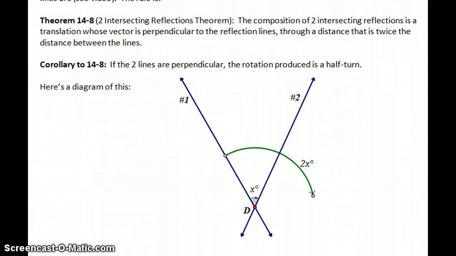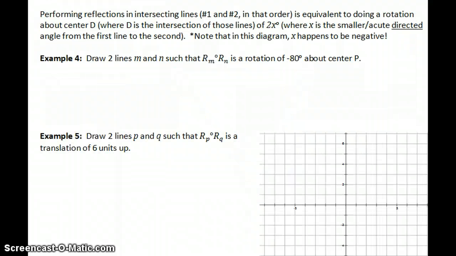If you have to reflect over the y-axis and then the x-axis, if they're perpendicular, it's going to be a half turn, so it doesn't really matter which one you do first. In general, though, it does matter which one you do first, because if you reflect over one line, line 1 then line 2, or line 2 then line 1, you're going to get rotations in opposite directions.